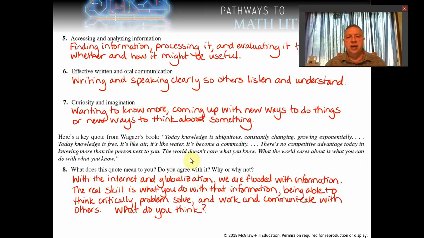So here was this quote. Today knowledge is ubiquitous, meaning everywhere. Constantly changing, growing exponentially. Today knowledge is free. YouTube has a ton of resources. It's like air, it's like water, it's becoming a commodity. There's no competitive advantage today in knowing more than the next person next to you. The world doesn't care what you know. What the world cares about is what you can do with what you know. You need to understand the basics, be able to pull down other information, but put that together into something useful.